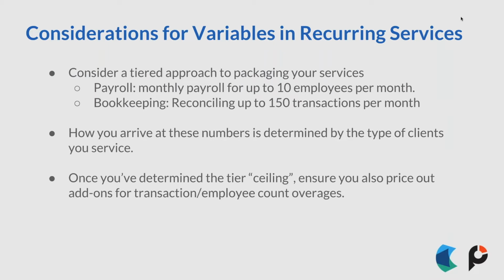Consider using a tiered approach is the feedback that we all put together. So if you've got monthly payroll for up to 10 employees per month, and then bookkeeping where you're reconciling up to 150 transactions per month, that sets a clear barrier. If they go over 150 in a month, well then, okay, this month the price may increase.